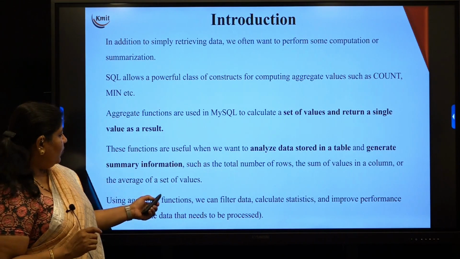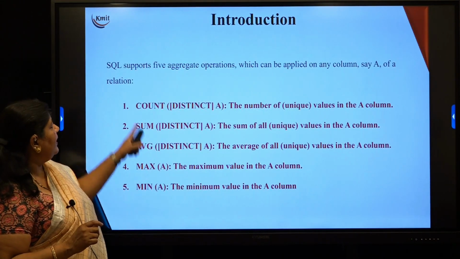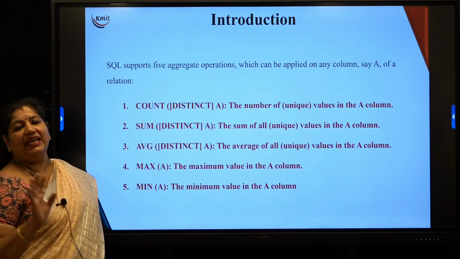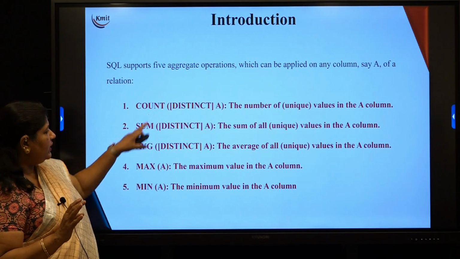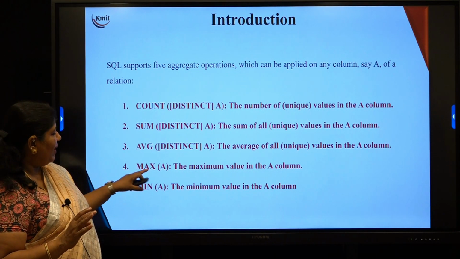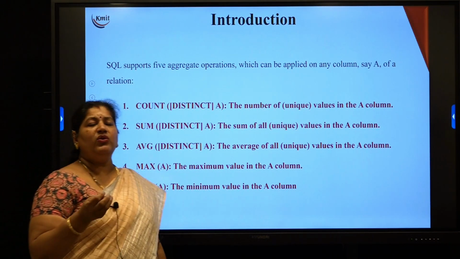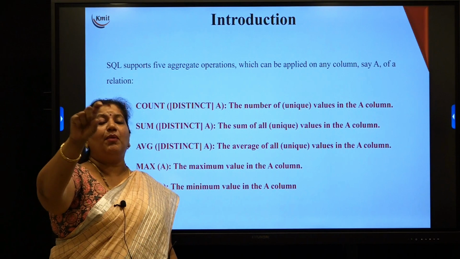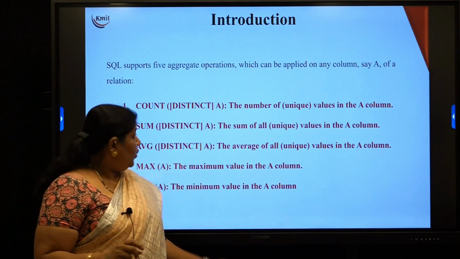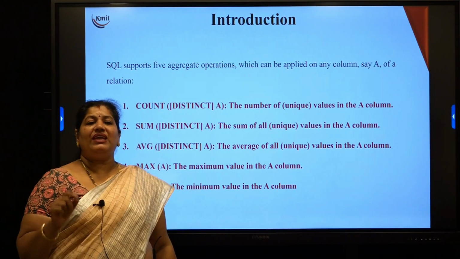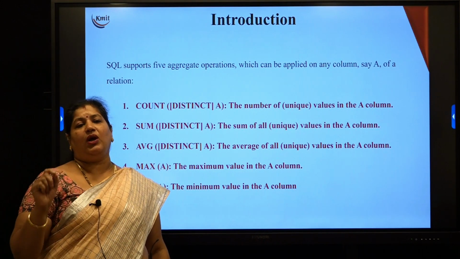Okay. Now, we have 5 different aggregate functions: count, sum, average, maximum and minimum. As the name itself says, count returns the number of rows. There are 2 ways again. We can use it as count star or count on a column.